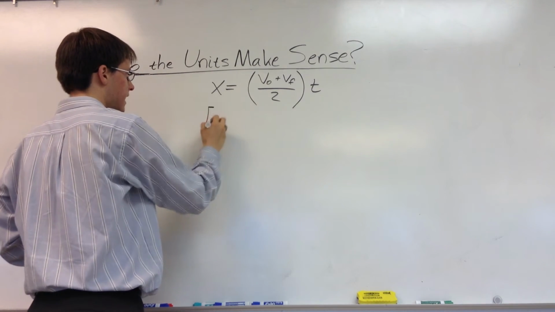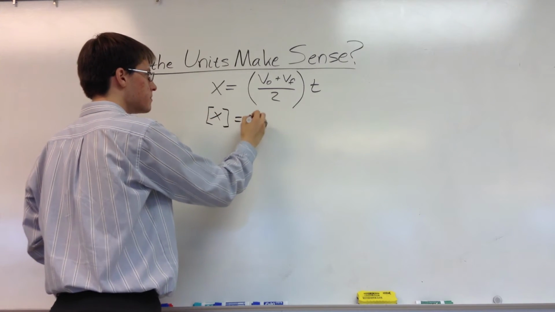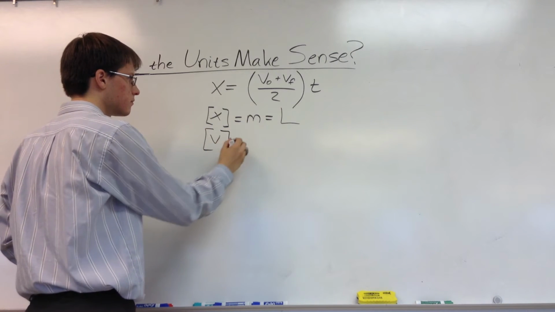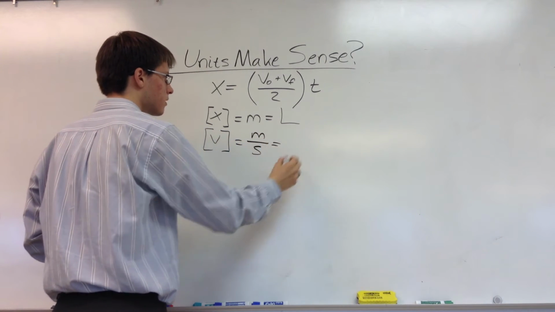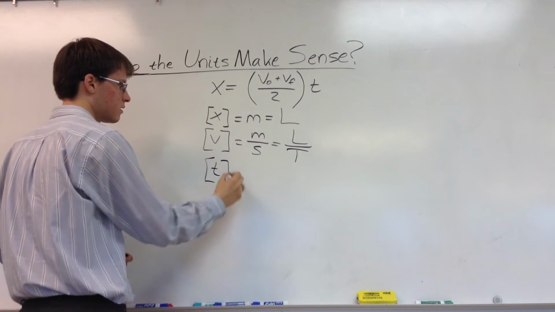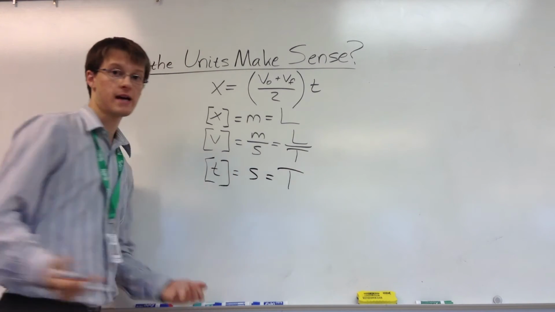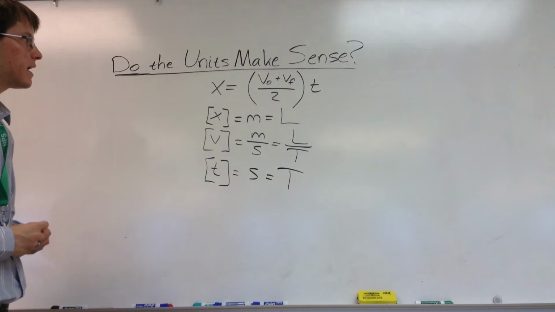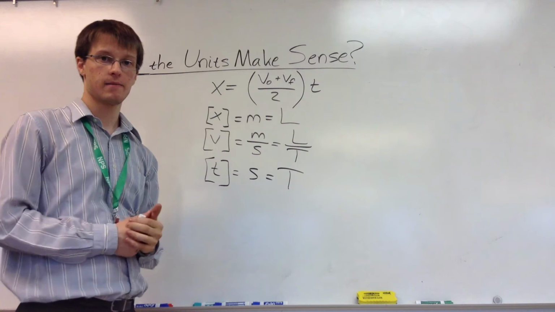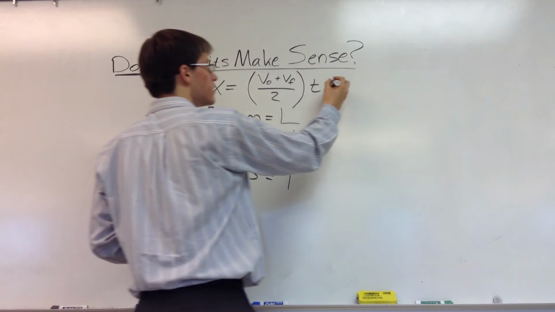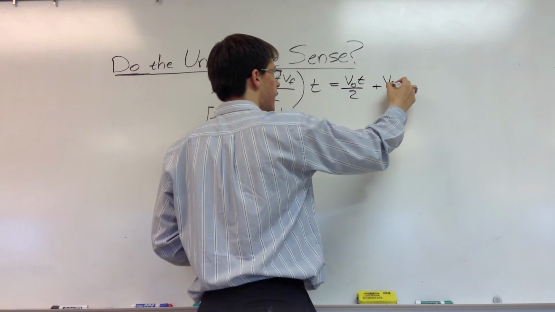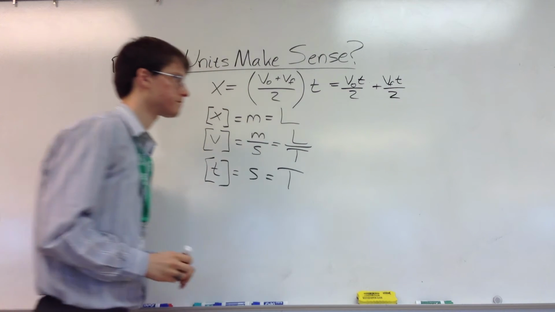So the units of x, which is the position, is going to be meters or length. The units of velocity are meters per second, or length divided by time. And the units of time are seconds, or time. To simplify this, it's easier if we just distribute the t, and then we can look at each term. Distributing the t, we get v naught times t divided by 2 plus vf times t divided by 2.